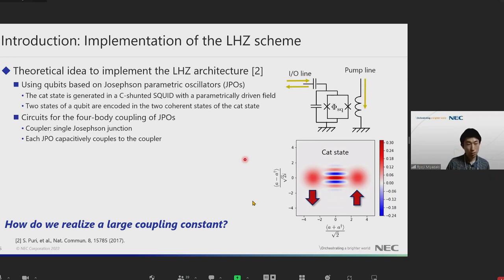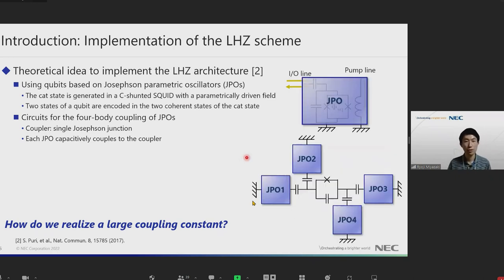And the proposed circuit for the four-body coupling of JPOs is like this: there are four JPOs corresponding to qubits, and the coupler is a single Josephson junction. This is the coupler, and each JPO capacitively couples to the coupler via this capacitor. So this is the basic idea to implement the LHZ architecture. But as I mentioned, we need a large coupling constant to realize the LHZ scheme.